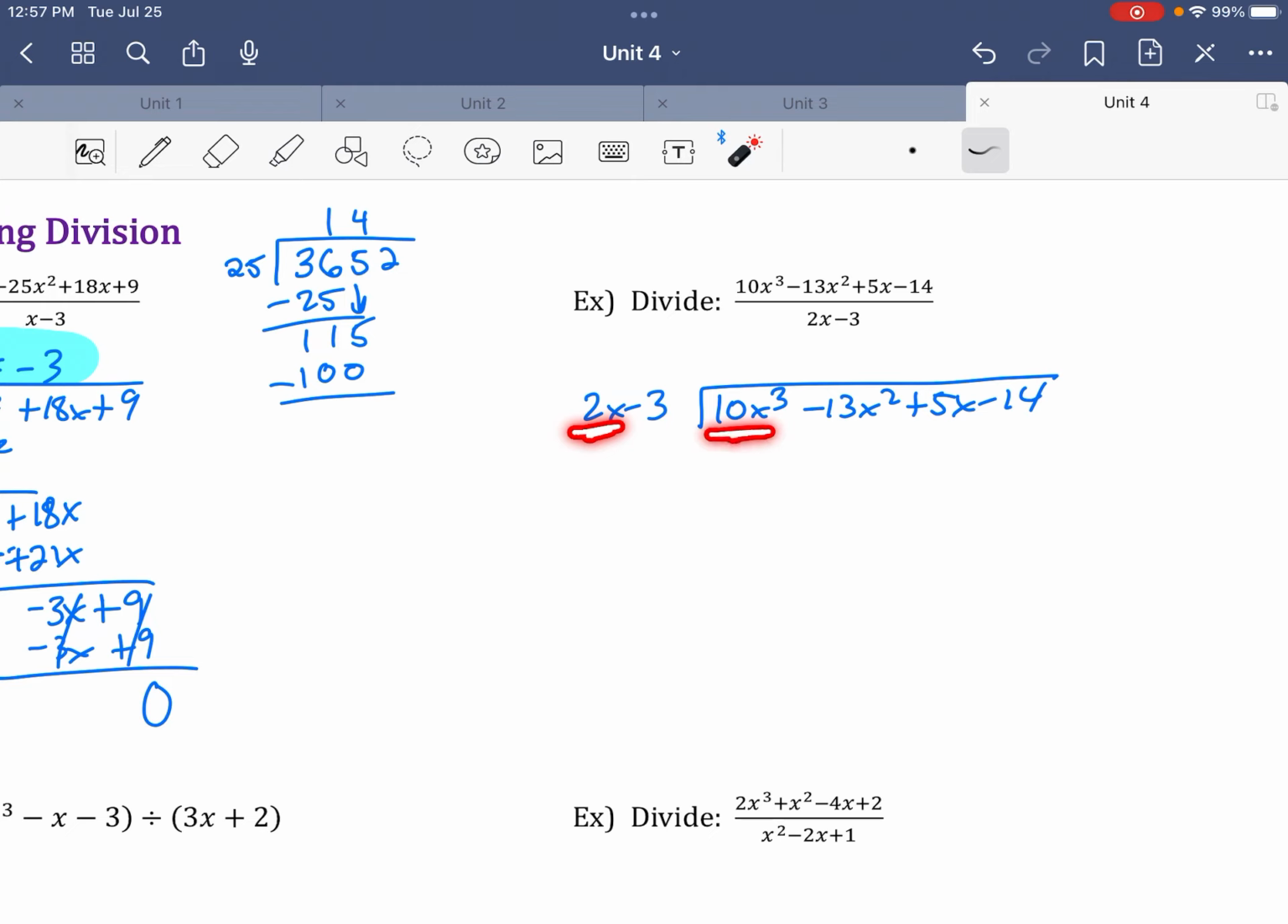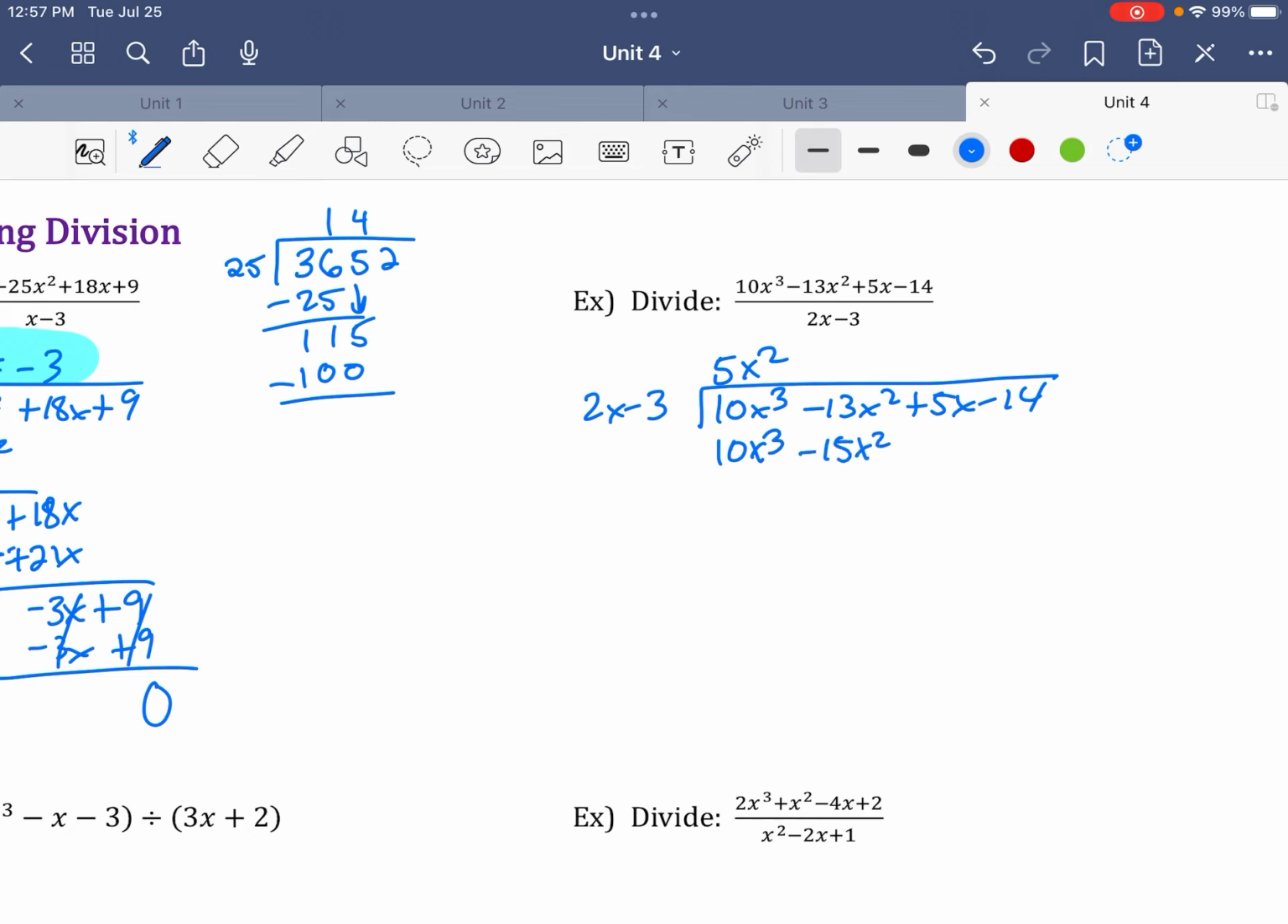All right, so what do I need to do to 2x to make it look like 10x to the third? Again, the 3 is going to be used, but we're not going to use it to make our decision. So 2 times 5 is 10, and I need 2 more x's. So 5x squared. All right, so do it. 5x squared times 2x makes 10x to the third.